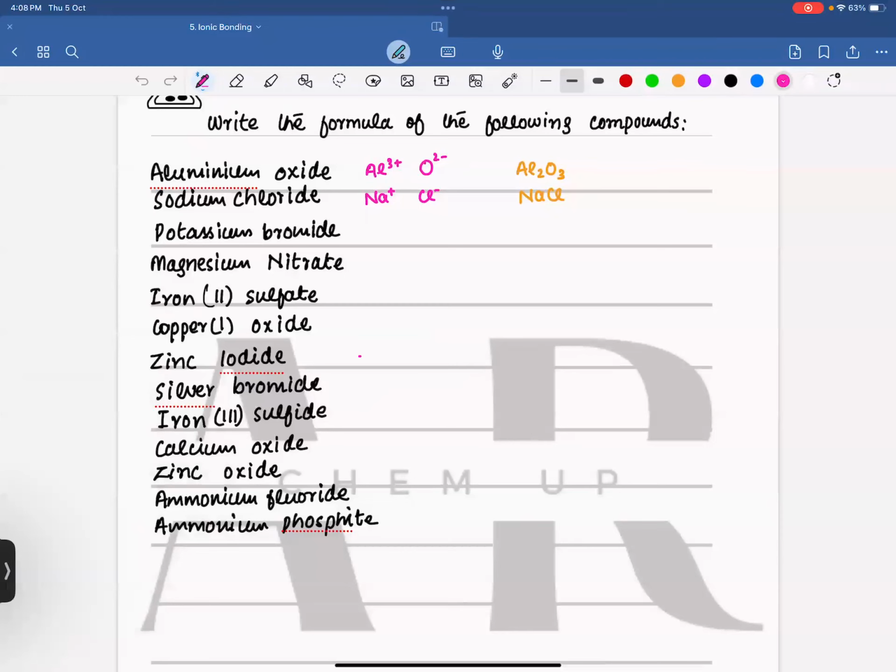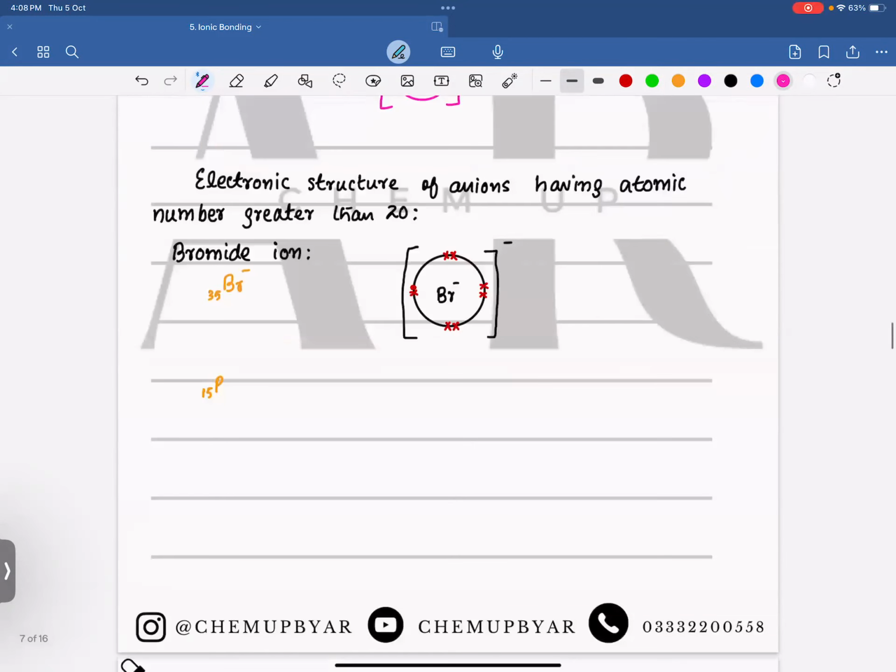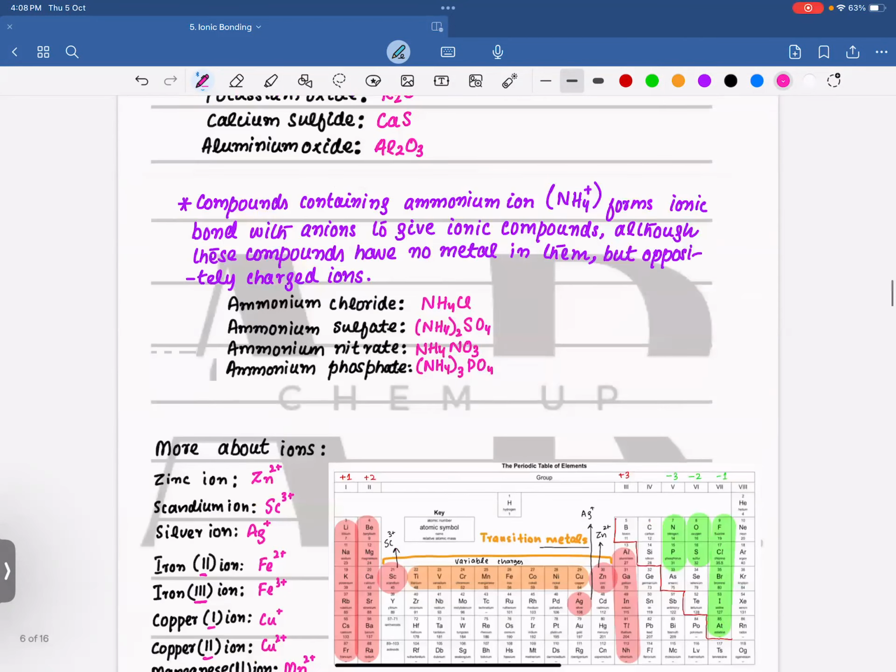Okay, zinc. What will be the charge on zinc? Zinc iodide or zinc oxide? Where is zinc oxide? Okay, here it is. Yes, what is the charge on zinc? If you see, I have told you that you have to remember the charge of zinc because it is not given. So it is +2.